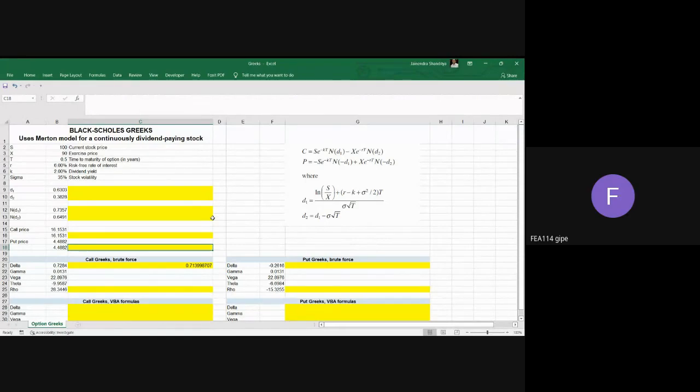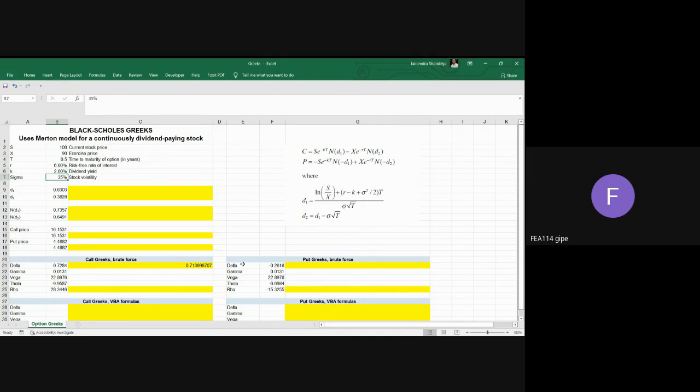Okay, good. So now that it's visible, we go and talk about option Greeks. As you know, there are 5 option Greeks, and we are going to calculate those option Greeks. Calculating them by using the formula is going to be difficult. So we are using the same inputs: current stock price of 100, exercise price of 90, time to expiry of half year, interest rate of 6%, dividend yield, the K used in this formula, we are using 2%, and volatility we are using 35%.